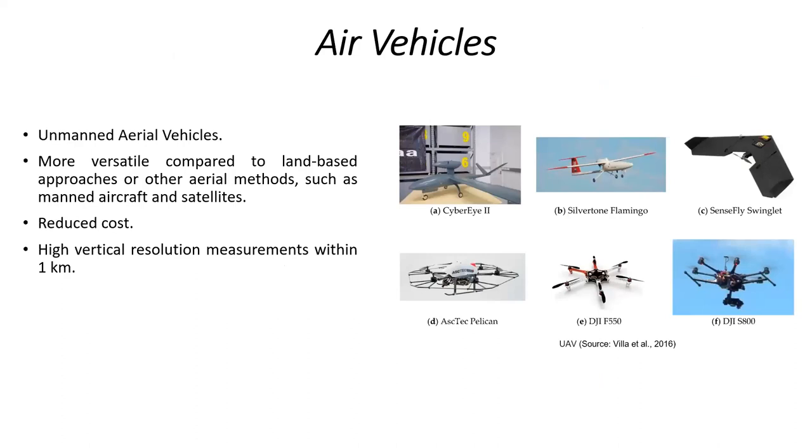These are air vehicles, also known as unmanned aerial vehicles, because we don't need to sit on these airplanes to go for the measurements. So that's why they are also called unmanned air vehicles. And these are very versatile as compared to the other land-based measurements for vertical profiling. And they can also be more cost-effective as compared to other measuring devices like LIDAR and others.